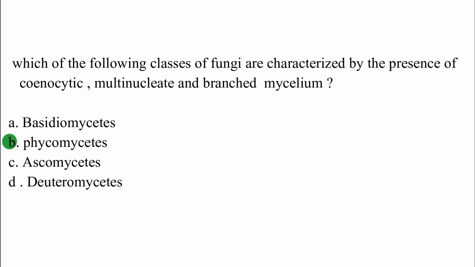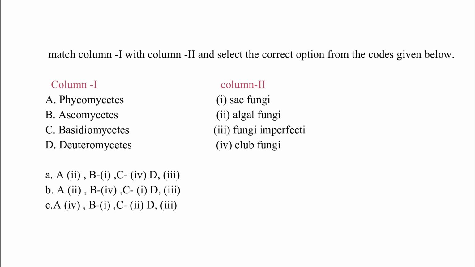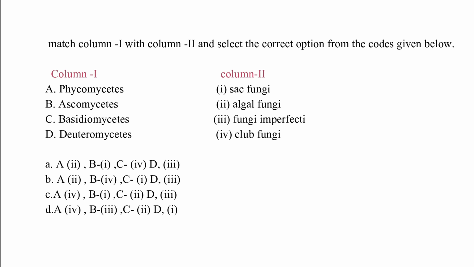Match column I with column II and select the correct option from the code given below. Column I: Phycomycetes, Ascomycetes, Basidiomycetes, Deuteromycetes. Column II: sac fungi, algal fungi, fungi imperfecti, club fungi. The correct answer is option A, which is Phycomycetes is algal fungi, Ascomycetes is sac fungi, Basidiomycetes is club fungi and Deuteromycetes is fungi imperfecti.